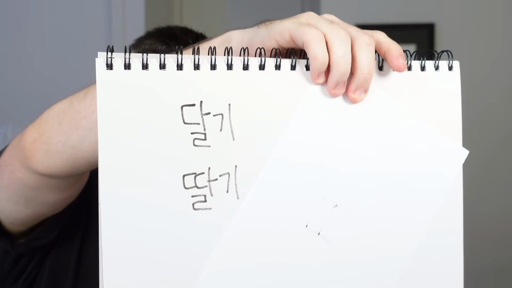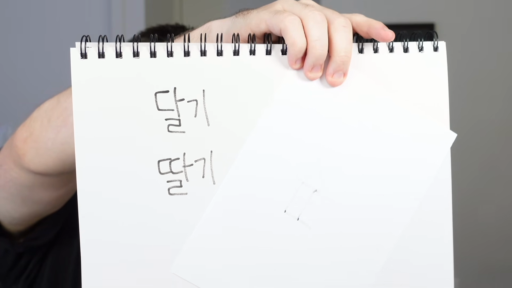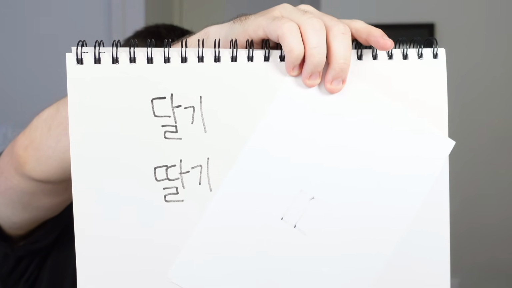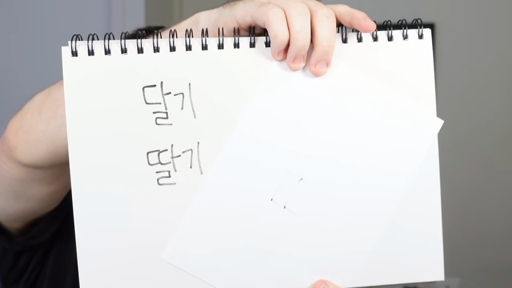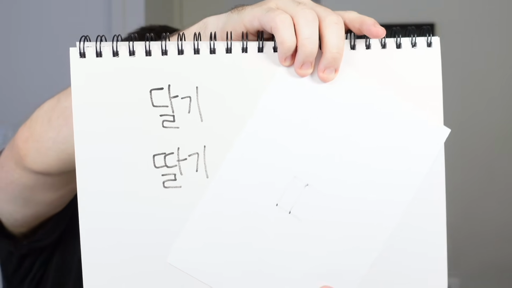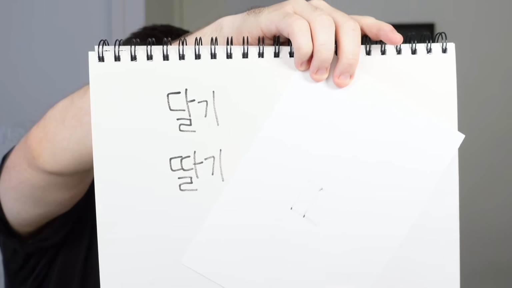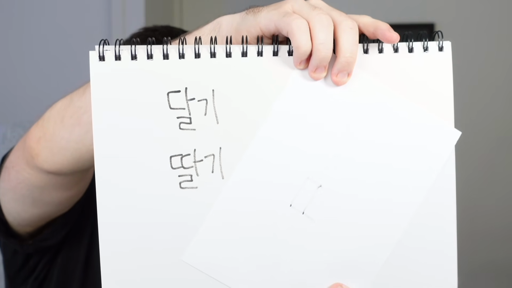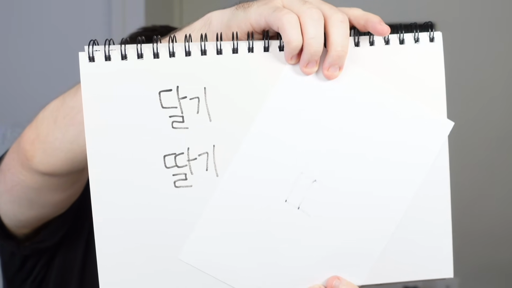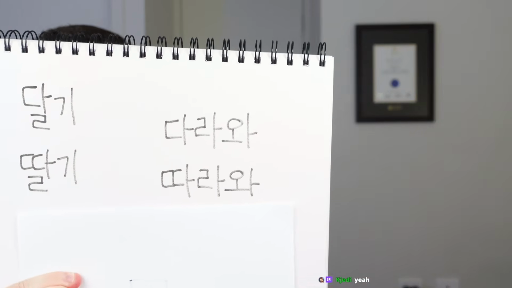딸기. Bottom one. 딸기. You can hear the difference, right? It's subtle. But can we hear the difference? 딸기. Make sense? Yep. Alright, cool. One other example.